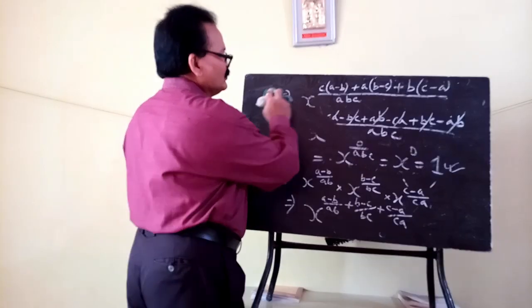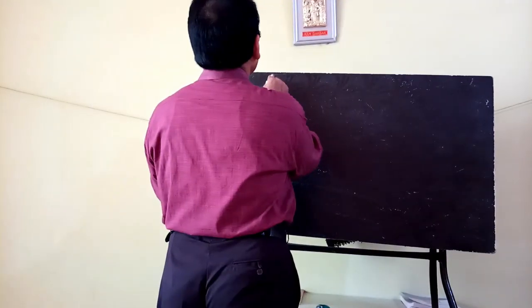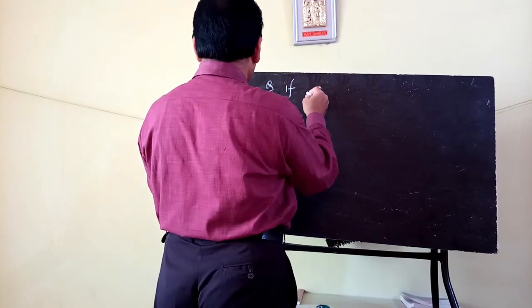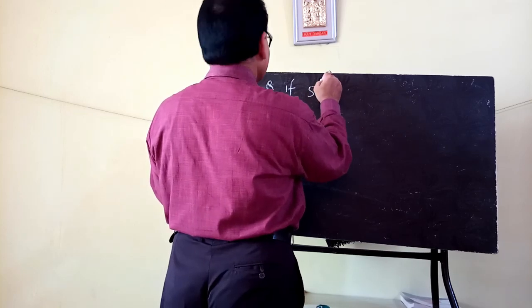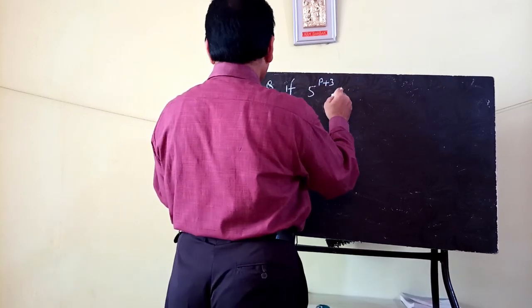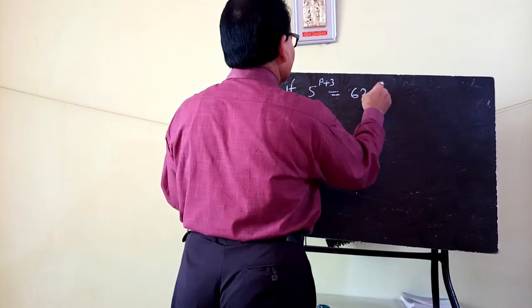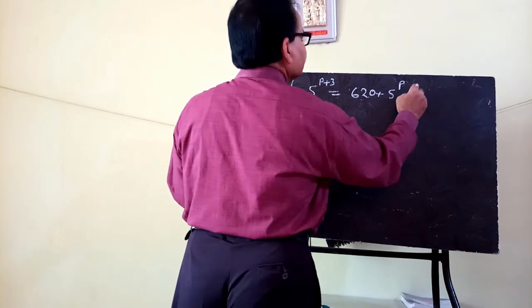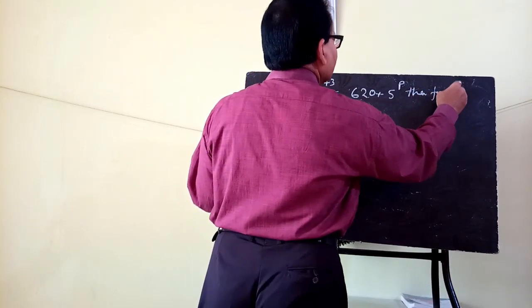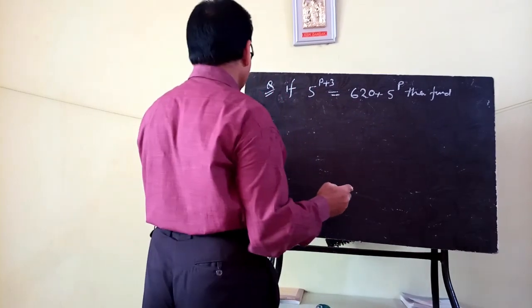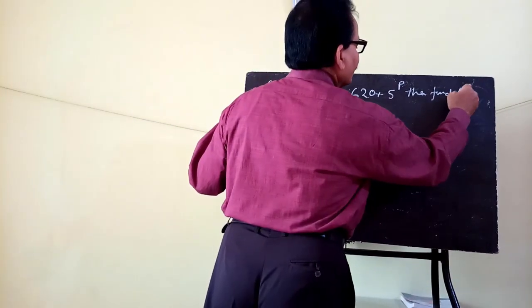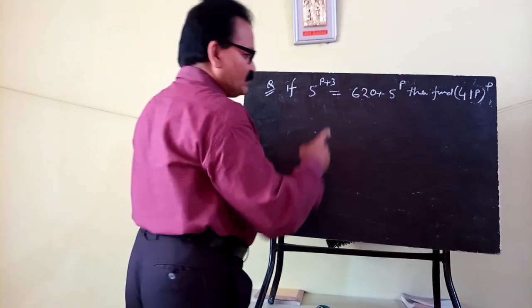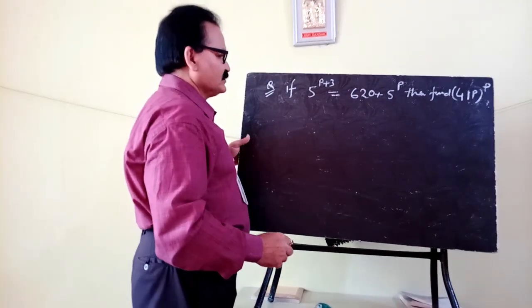Now I have to remove this for the next question. Suppose the question is, again a condition is given: if 5 to the power (p plus 3) equals 620 plus 5 to the power p, then find (41p) whole to the power p. So you have to find (41p) to the power p.